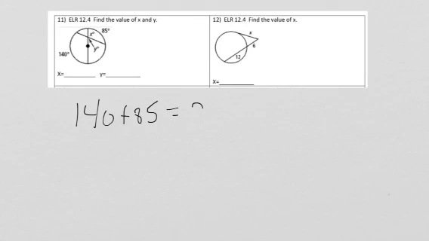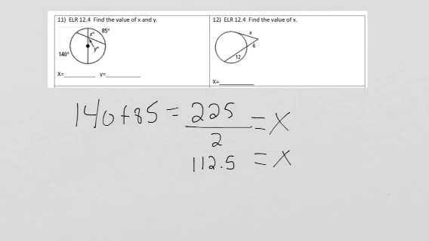140 plus 85 is 225. So then divide that by 2, and that will give us x. X equals 225 divided by 2 is 112.5.